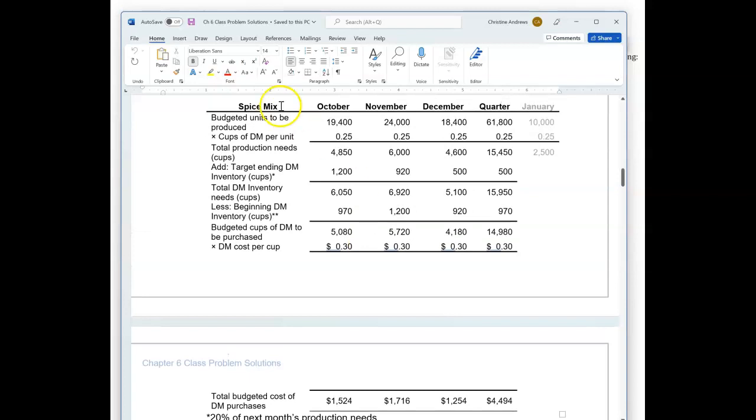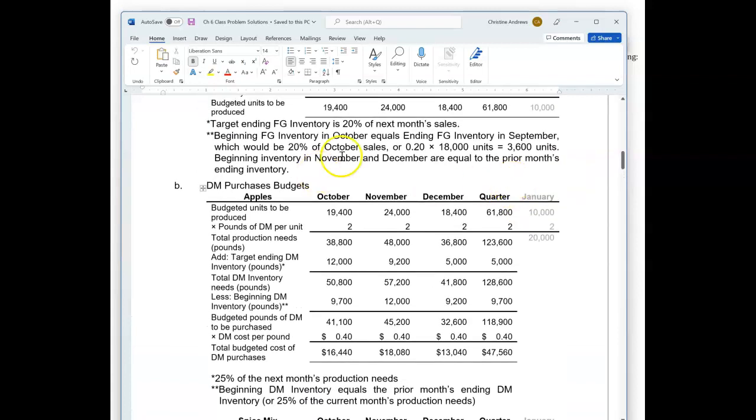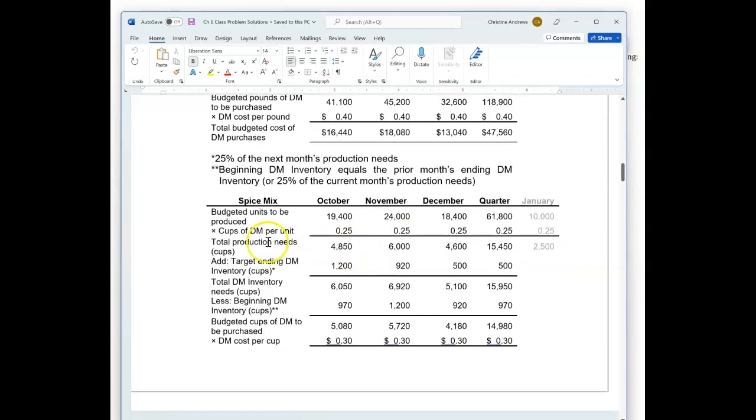Okay, spice mix, budgeted units to be produced. This comes right off our beginning production budget right here. These are the units to be produced. We've got a 1/4 cup per unit, so these are cups of spice that we need for production. All right, target ending inventory is 20% of the cups.